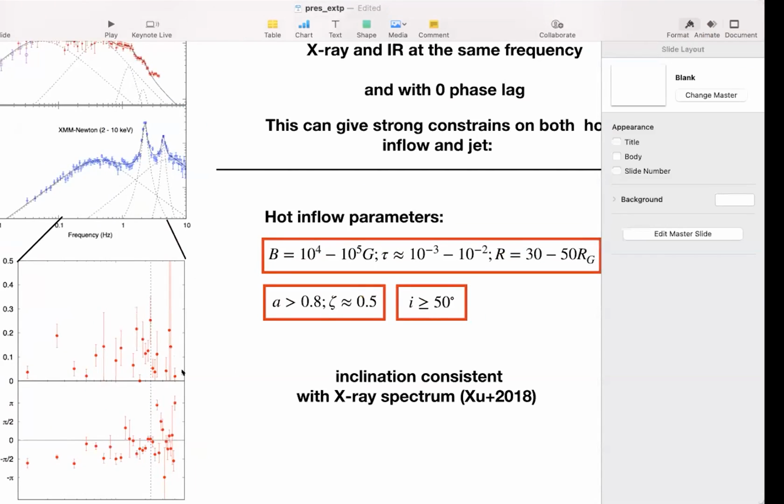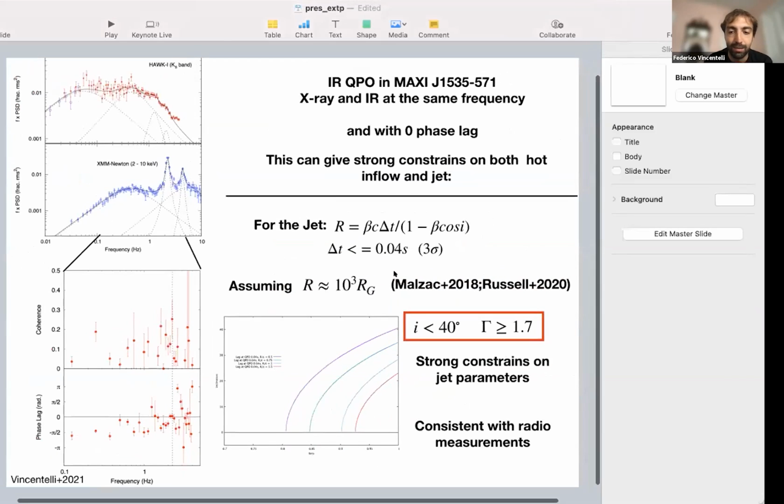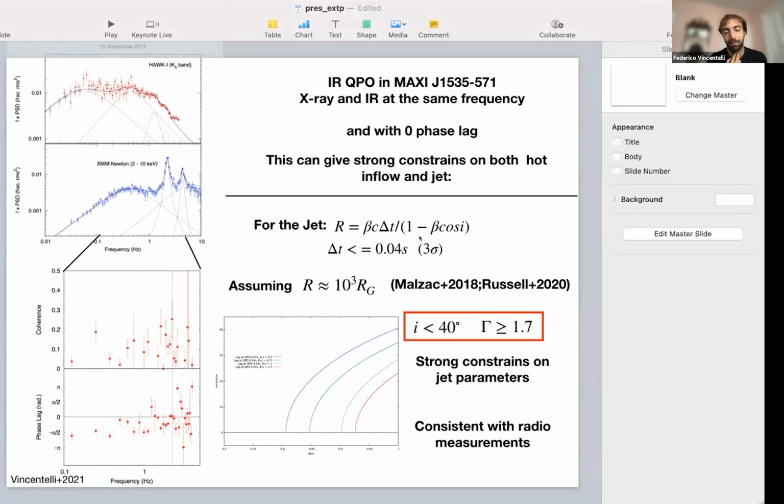Okay, I have to think about it. Then the infrared has longer delay timescales, basically. That's the only thing I can think of here. I mean, the characteristic timescales are off by a factor of 10. Well, if they're simultaneous and they go together up and down, or they don't. Well, the upper limit of the time lag is 0.04 seconds.